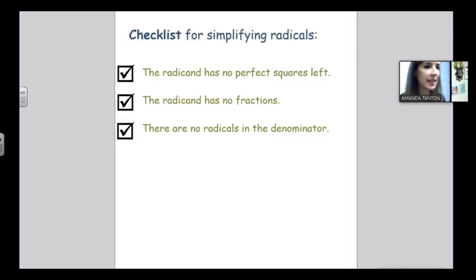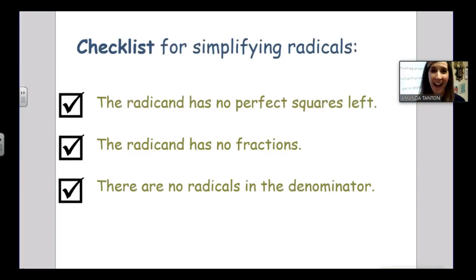So I'm making a separate video, so it'll be nice and short, teaching you how to rationalize the denominator. Now, how do you know if your answer is fully simplified? How do you know if you're done? Well, the radicand can't have any perfect squares left. So if you have something like 3 root 4 over 7, whoa, you've still got a radicand with a perfect square. So that would not be simplified.